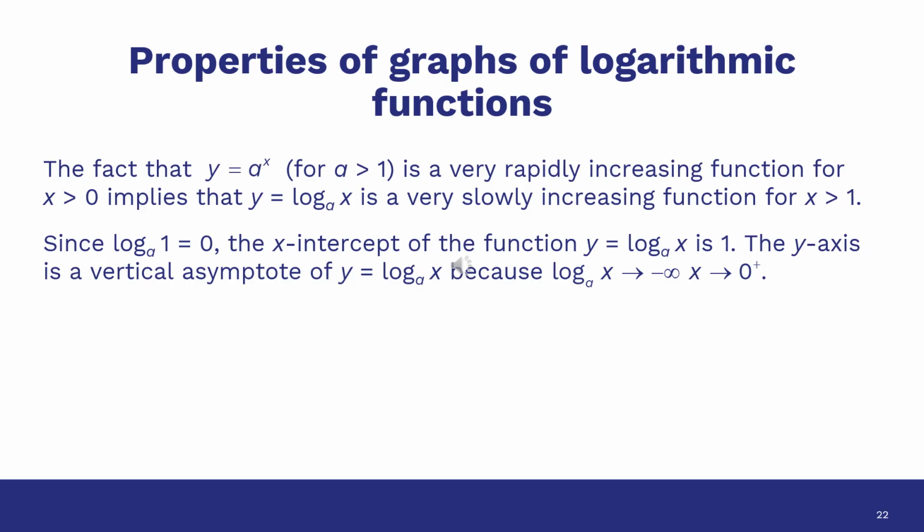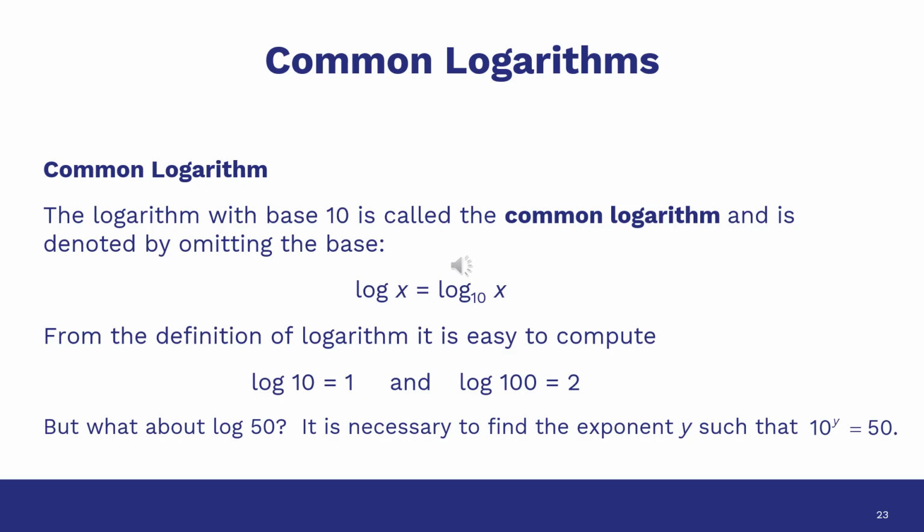These families reveal how base choice affects rate of increase. The logarithm with base 10 is called the common logarithm and is denoted simply as log x. It is widely used in scientific notation because powers of 10 naturally fit our decimal system. If 10 to the power of 1 equals 10 and 10 to the power of 2 equals 100, then log 10 equals 1 and log 100 equals 2. To find non-integer values like log 50, we use a calculator's log key.